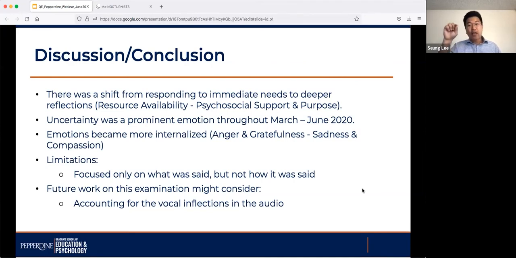also including elements of how they are expressing themselves, not only in terms of the language or the words that they use, but in their voice and their inflection, etc. And we definitely have that from the audio. So those are some thoughts on potential future research work.